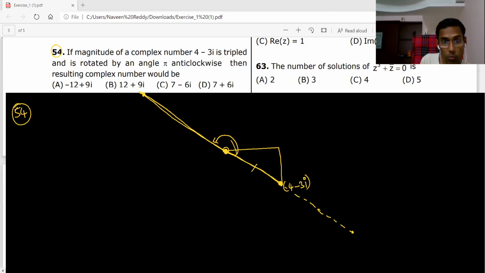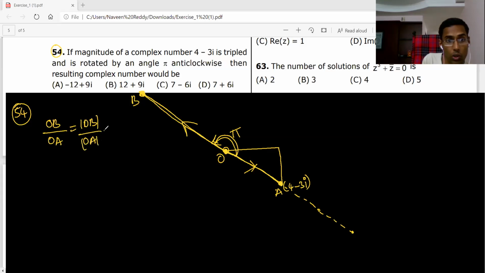Now it is rotated by angle pi. So what is the final vector here? This is the initial vector, this is the final vector. Let's say this is O, this is some A, and this is B. Then OB is the final vector. The initial vector is OA. OB by OA equals mod OB by mod OA into e to the power of i pi.